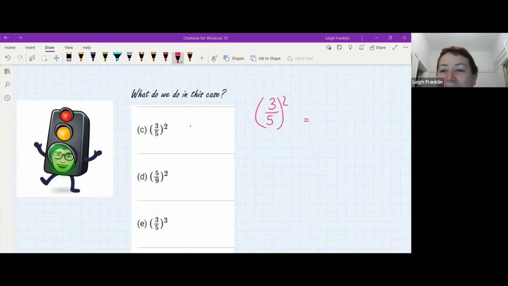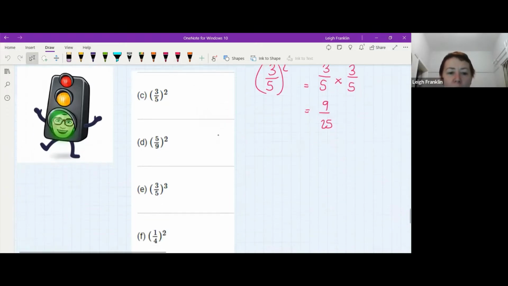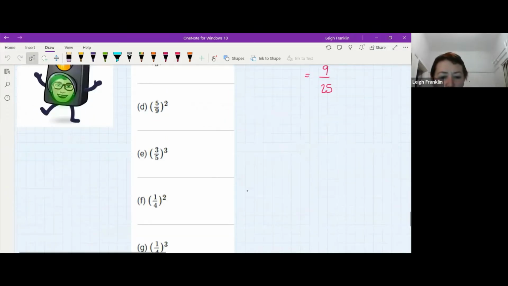Well done, Patson. That's quite right. So you've got 3/5 multiplied by 3/5. And your answer would be 9/25. Lovely. Okay, so we square the top and we square the bottom. When we are squaring fractions, we square the numerator and we square the denominator. Okay, let's finish this off.